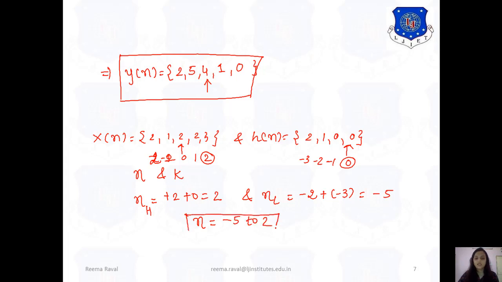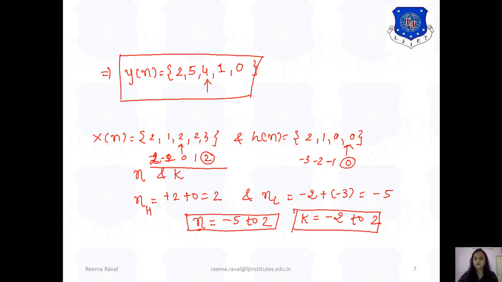So we need to vary the value of n from minus 5, minus 4, minus 3, minus 2, minus 1, 0, 1 and 2. So from minus 5 to 2, you need to find the values of the function y of n. Right? Now the range of k. The range of k depends on what? On the range of x of n, that will be minus 2 to 2.